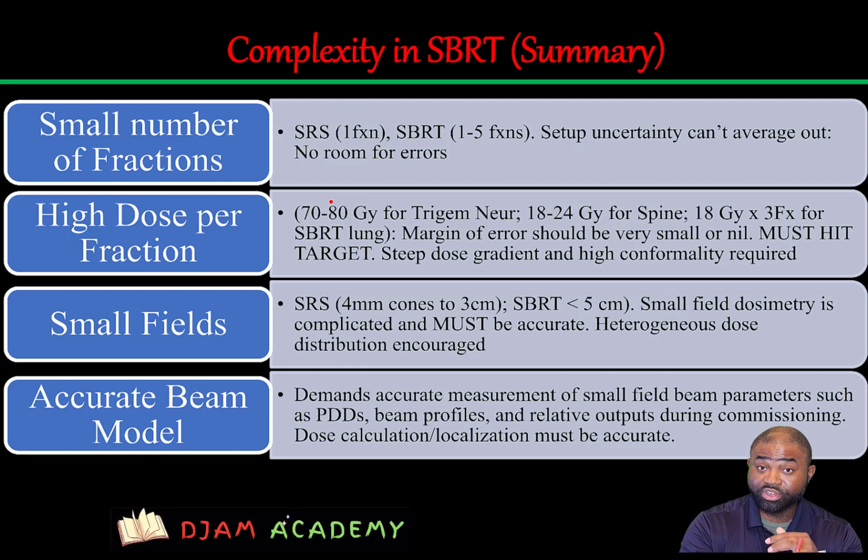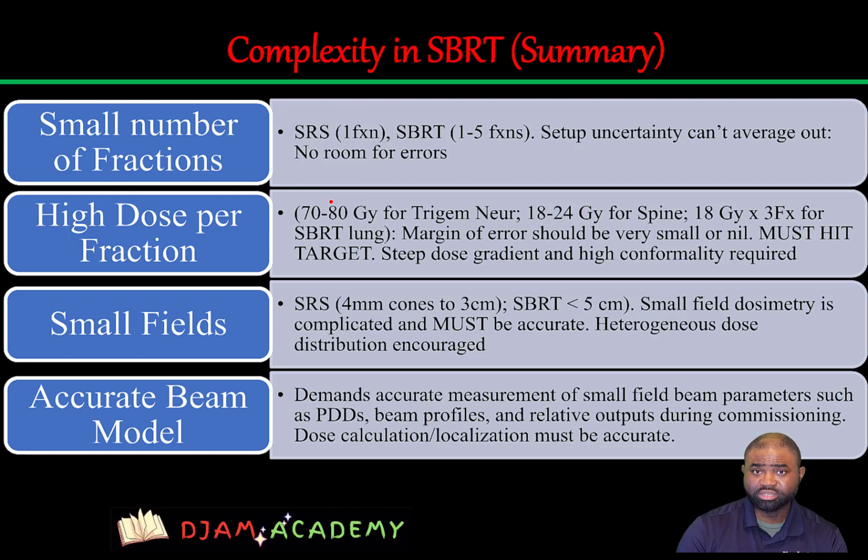Secondly, we are delivering very high dose per fraction. In some cases, such as in trigeminal neuralgia, we deliver up to about 90 gray in a single fraction. And there are even situations in which we give up to about 140 gray in a single fraction. What this means is that the margin for error is nil. In other words, we must hit the target every time, and this necessitates high conformality and a steep dose gradient.